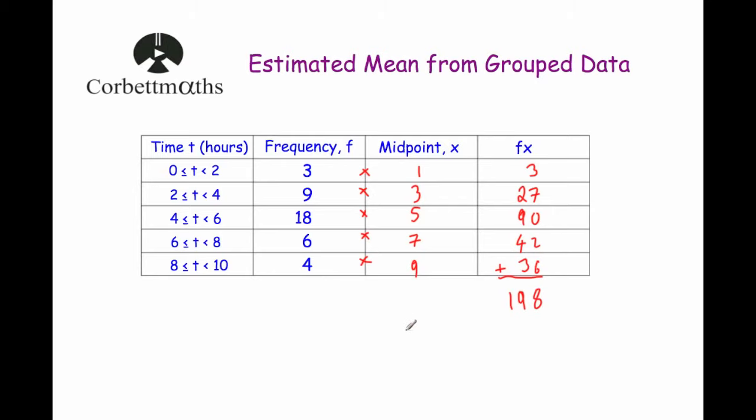Now, once we know the total, we're going to divide that by the total frequency. Sometimes it mentions the frequency in the question, but in this case, we've just been given a table, so we're going to add up the frequency column. So when we do that, we're going to add together the 3, 9, 18, 6, and 4.